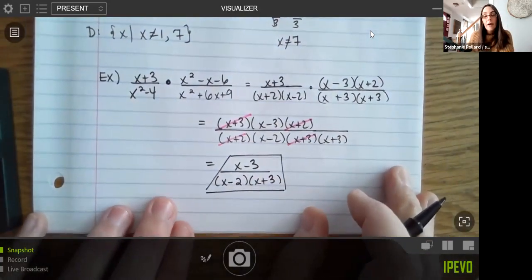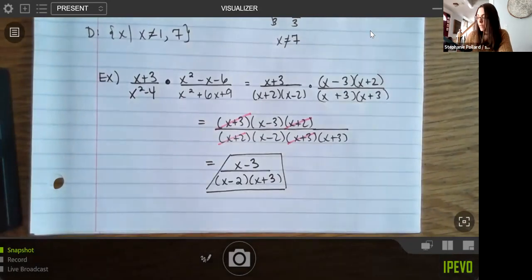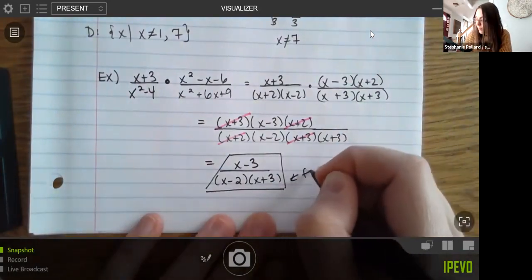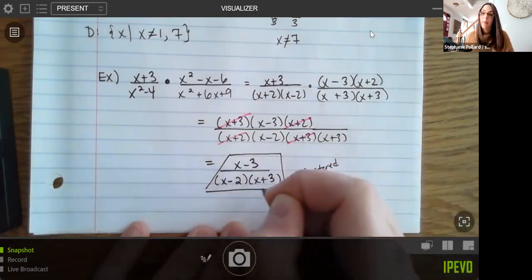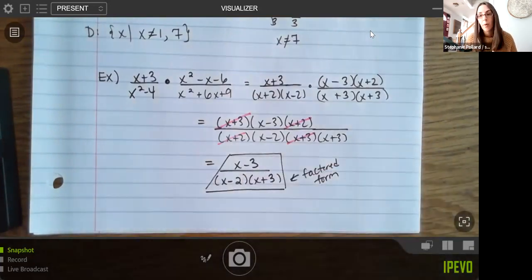Now, I will say that often with rational expressions, you can leave it in factored form rather than multiplying everything back out. So as you're doing your question, just read the problem. How do they want their answer? If they say that you can leave it in factored form, then you can leave it like this. This is very common with rational expressions, that we often just leave everything factored in the final result. So I'm going to leave my answer like this.